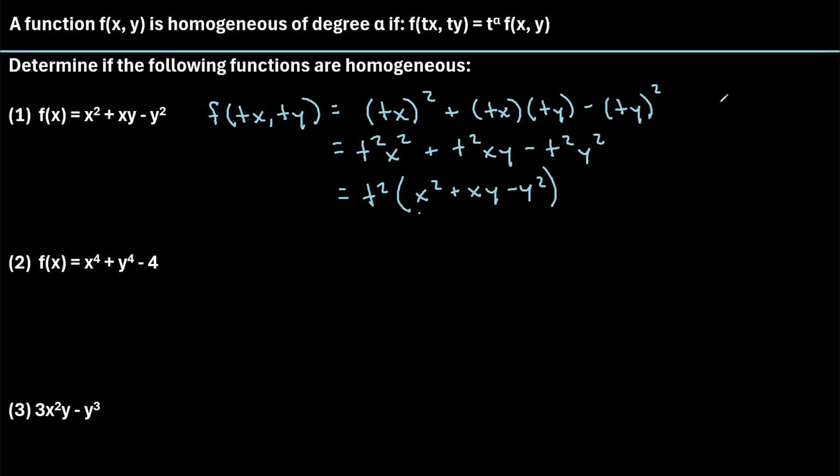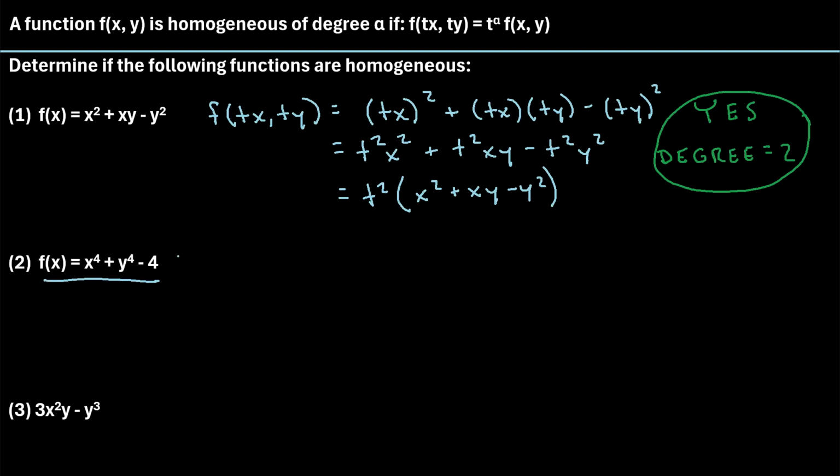Now what we'll notice is that this expression in the parentheses is equal to the original function, and we were able to write it as t to the power of 2. So we would say that yes, this function is homogeneous. And we would say that the degree of the function is 2, since t to the alpha, this alpha right here, turned out to be a 2. All right, let's check out this next example.